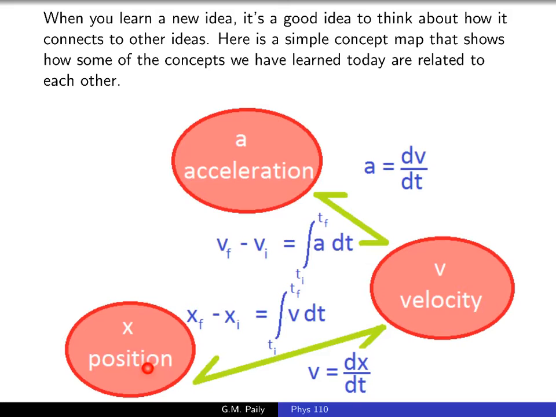Similarly, we can go from position to velocity by taking the derivative with respect to time, and we can go back from velocity to position by integrating velocity with respect to time to get the displacement or the change in position. This is an example of a concept map, connecting the concepts that we have learned so far in Chapter 2.